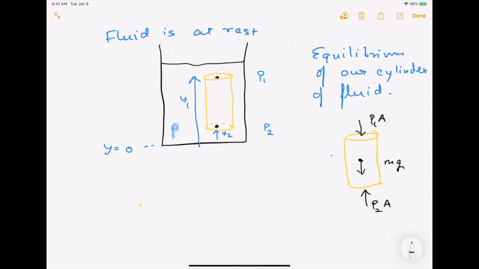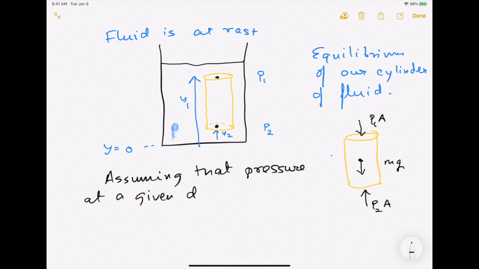Here I'm using a result which I haven't proved, which is that the pressure at a given depth is always the same. So the pressure only depends on depth. At a given depth, the pressure is always the same. So we're assuming that pressure at a given depth is always the same. So that's how I know that it's okay to use pressure multiplied by area for the top face, because the pressure is going to be P1 everywhere on the top face and same at the bottom face.